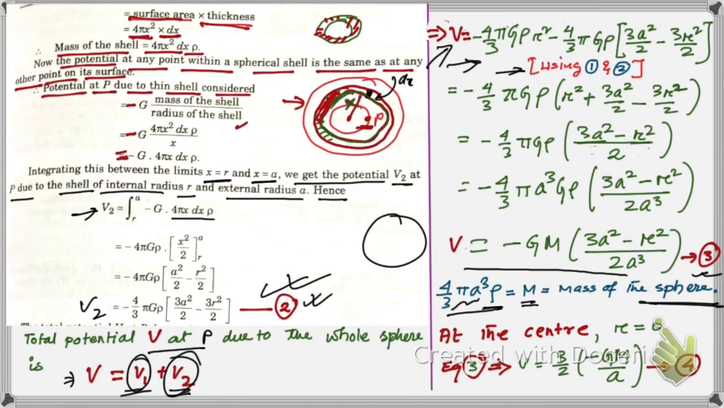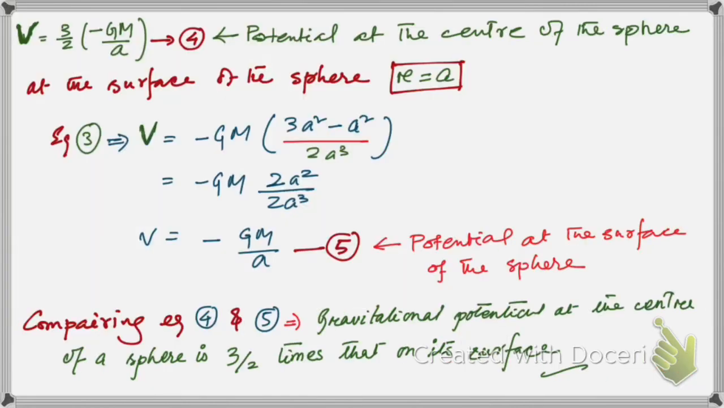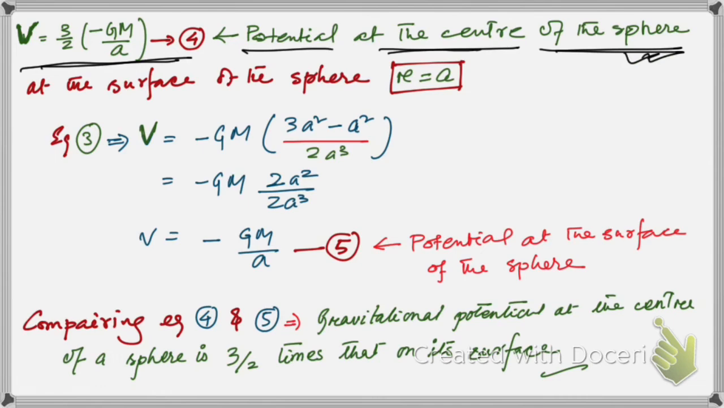At the center, r is equal to 0. If you put r equal to 0 here, then equation number 3 becomes V is equal to 3 by 2 times minus capital G capital M by a. You can write it this way. This is equation number 4. So let me write the same equation number 4 here. This is the potential at the center of the sphere.